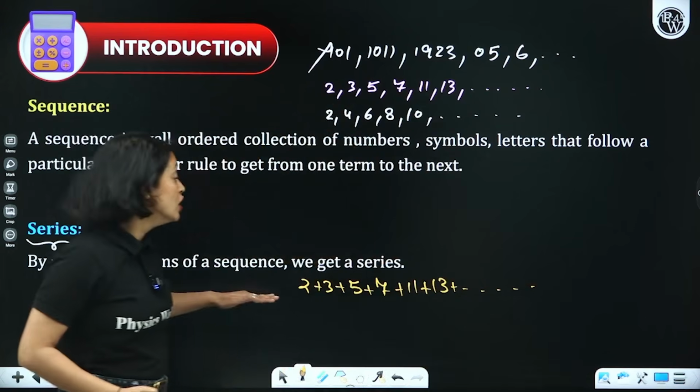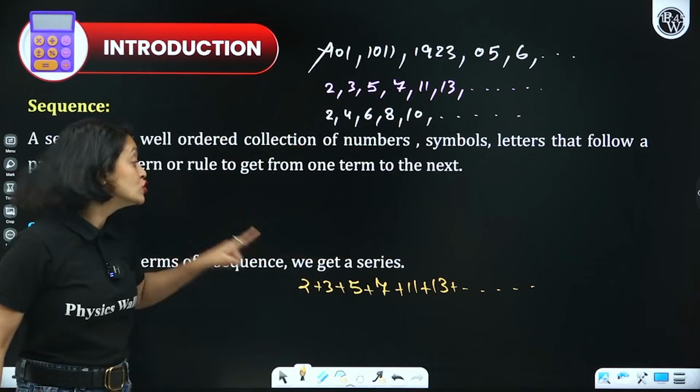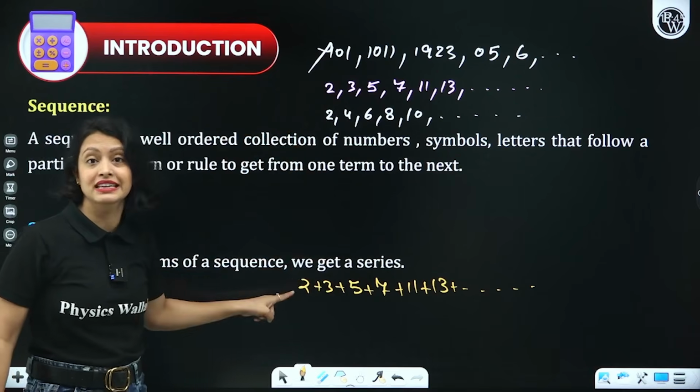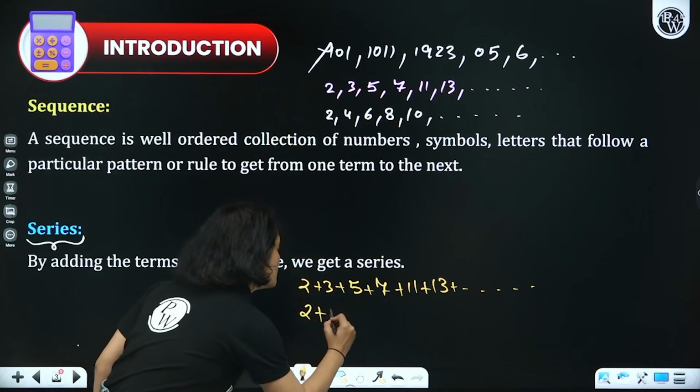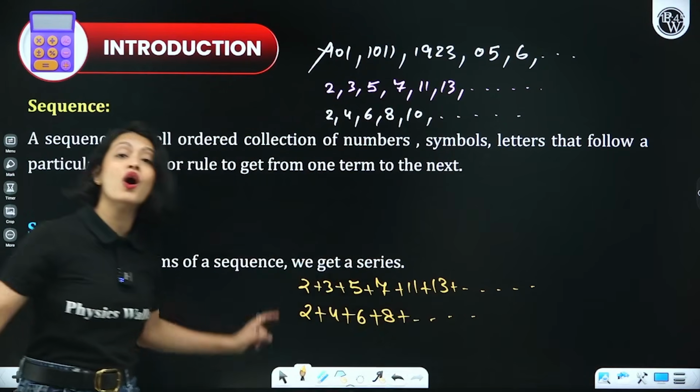Now here you are adding all the terms of a sequence, right? So this here is a series. Got it? Similarly, 2 plus 4 plus 6 plus 8 plus and so on. Again, a series.